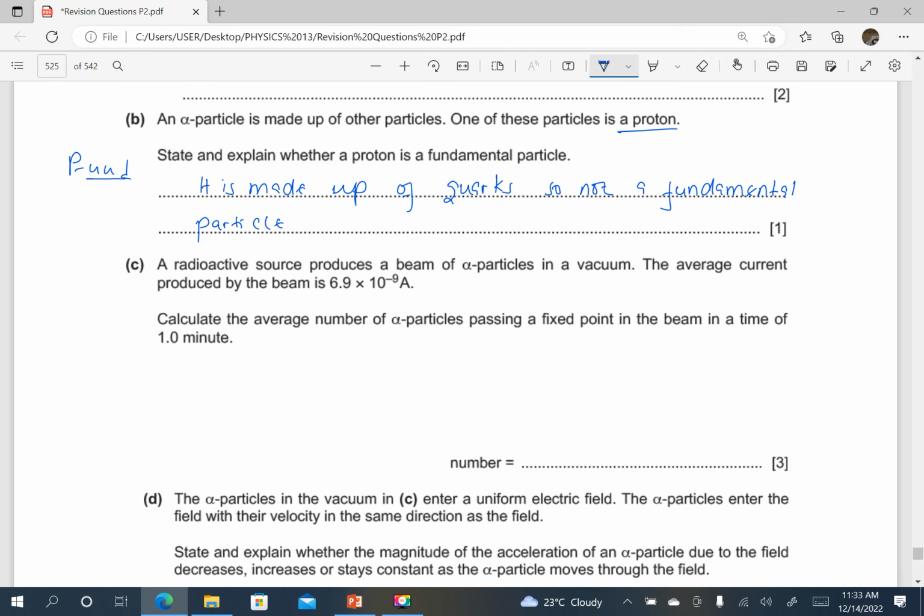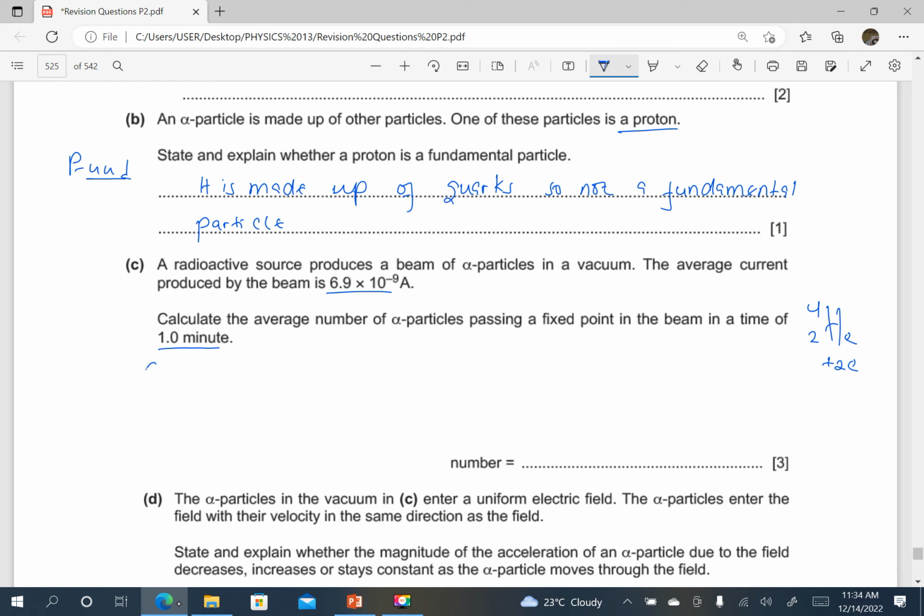A radioactive source produces a beam of alpha particles in a vacuum. The average current produced by the beam is 6.9 times 10 power negative 9 amperes. Calculate the average number of alpha particles passing a fixed point in the beam in a time of 1 minute. So the time is 1 minute. So we know that we want the average number of alpha particles. Remember, an alpha particle is a helium nucleus. It is helium-4, 2, meaning the charge is positive 2e. And remember, e is the elementary charge.